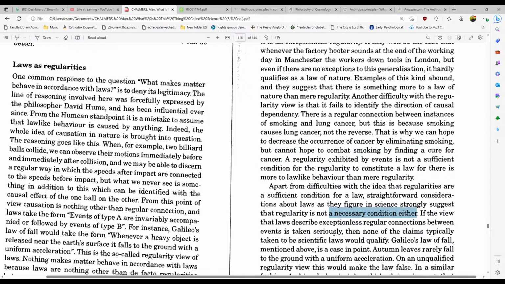So now you're in real trouble, regulators. We're just going to call them the regulators from now on. Not only is regularity not a sufficient condition for law, neither is it a necessary condition. Well, what do you mean, Professor? Well, let's look.